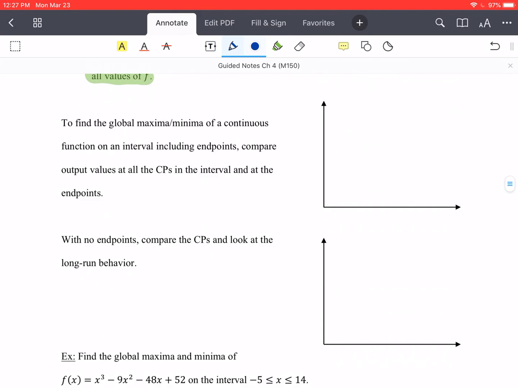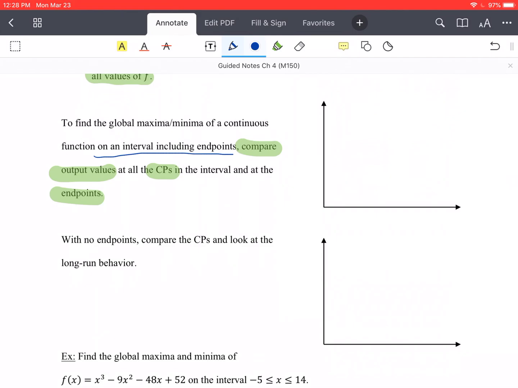Okay, so we're going to look at some different scenarios here dealing with these max and min values. To find the global maxima and minima of a continuous function on an interval, including endpoints, compare output values at all the critical points in the interval and at the endpoints. That's going to be a big thing for us. Basically we're going to find where all the possible local maxes and mins are, look at their outputs, also look at the endpoints, and then make our determination from there.